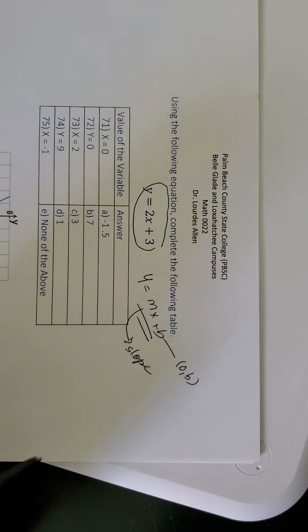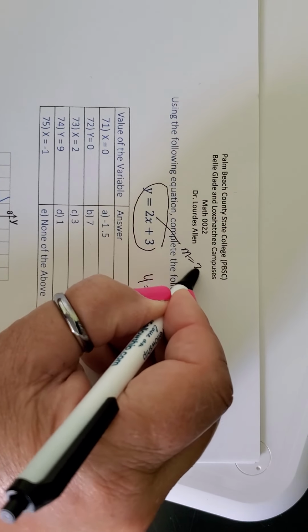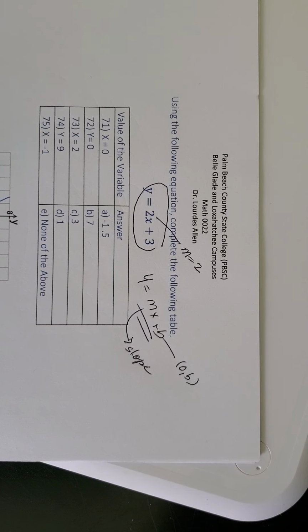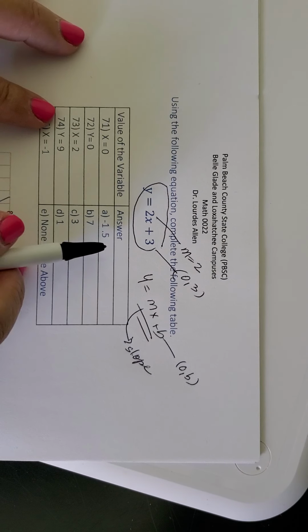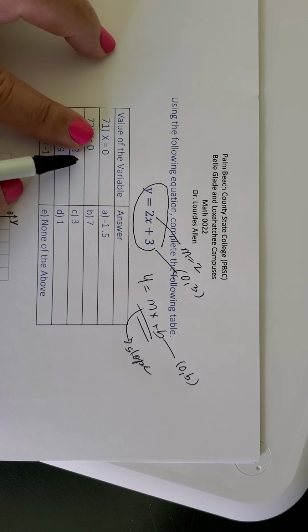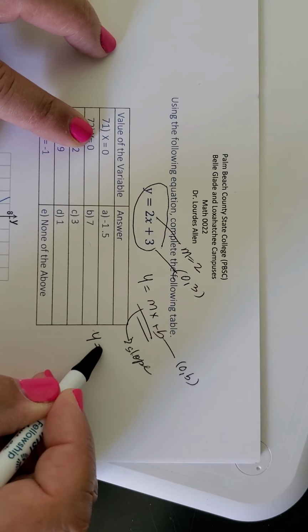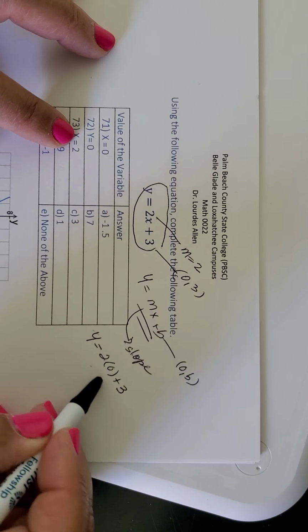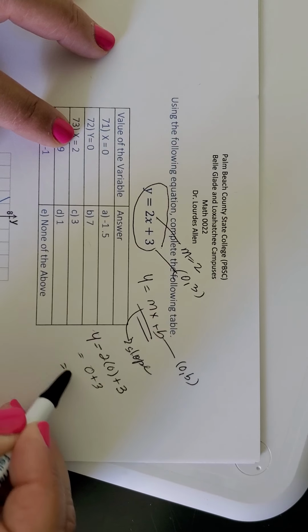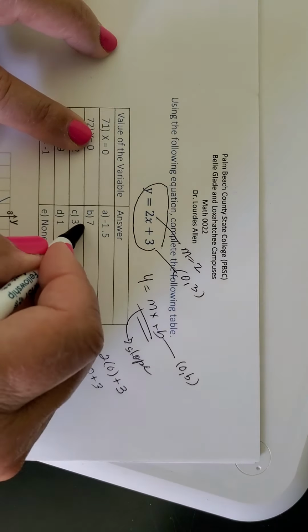But that's not what they're asking you. They're not asking you for the slope of this equation. The slope would be 2. They're not asking you for the y-intercept of this equation, which would be (0, 3). No, they're asking you for an answer when you plug in the value. For example, if you plug in 0, I'm going to have here y equals 2 times 0 plus 3. 2 times 0 is 0 plus 3 is 3. So when x equals 0, y equals 3 right here. So this one is done.